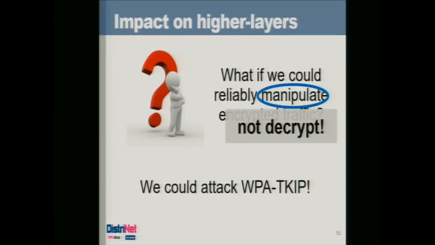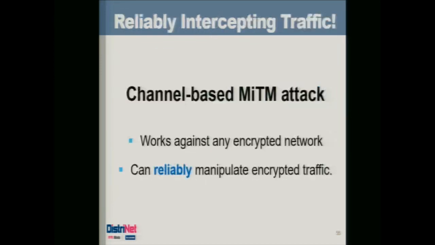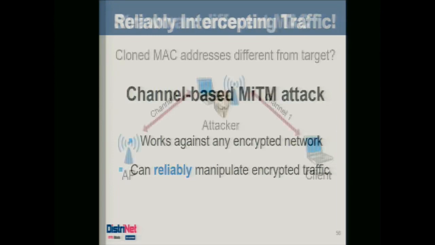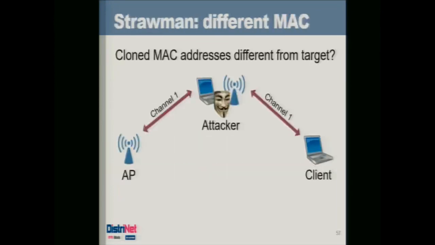So what are we going to present now? Basically, we're going to present a channel-based man-in-the-middle attack, which will work against any encrypted network and allows us to reliably drop or manipulate frames. So let's start with basically a strawman approach. Let's say we want to man-in-the-middle the traffic between an access point and a client. We could simply clone this rogue access point on a different MAC address and then simply forward the traffic between those devices. And also the client we are spoofing will also have a different MAC address.